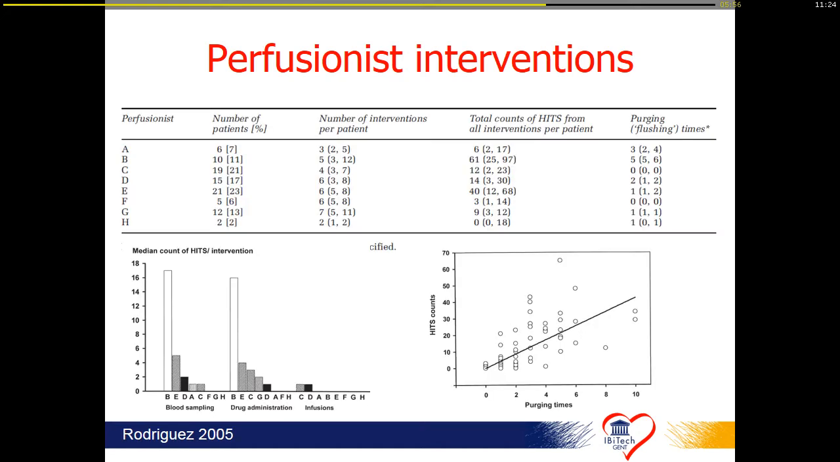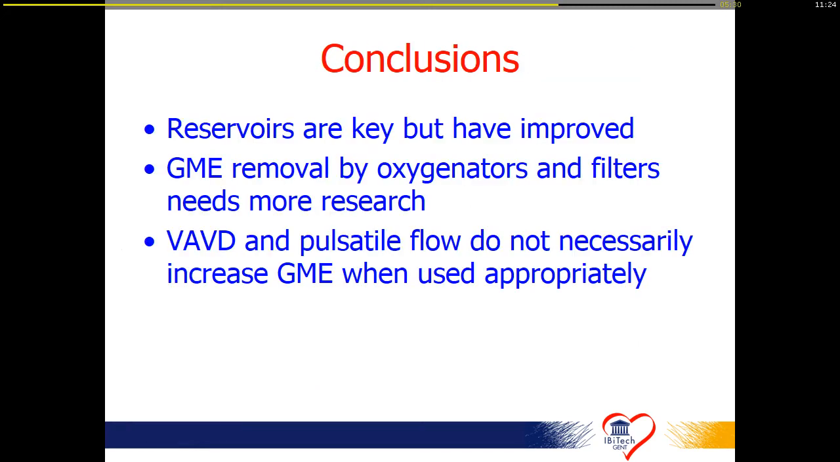And that it is important was also shown in this study. They were looking at several perfusionists in the same center and at the number of times they purged their line on which they were taking samples. And as you can see, there is a very nice correlation between the number of purgings, splashing every time, and the GME generation in the system. So we should be aware that our personal responsibility is also important.